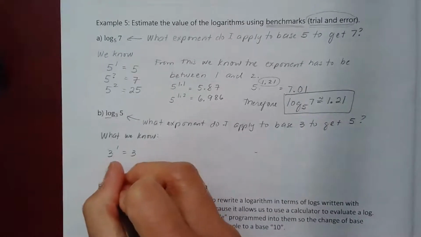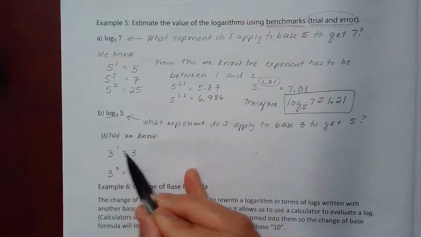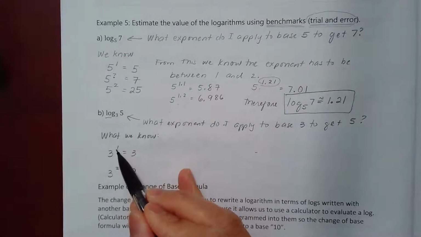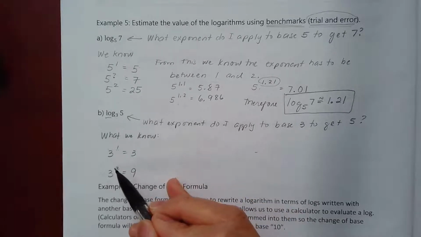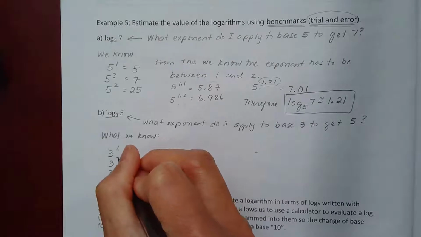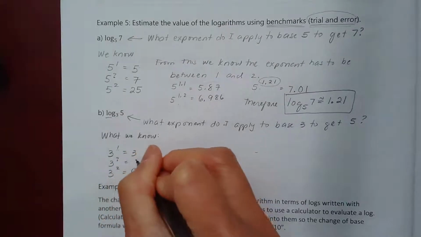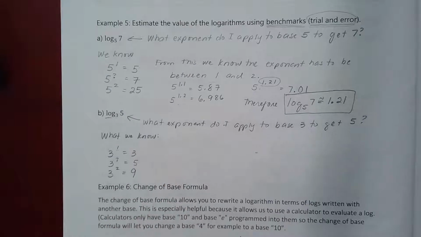But if we go 3 squared, that's going to give us 9. So 3 to the 1 will give us 3. So exponent 1 is not quite enough. Exponent 2 is a little too much. So we're going to go 3 to the exponent something will give us 5. And that's what we're looking for, that exponent.